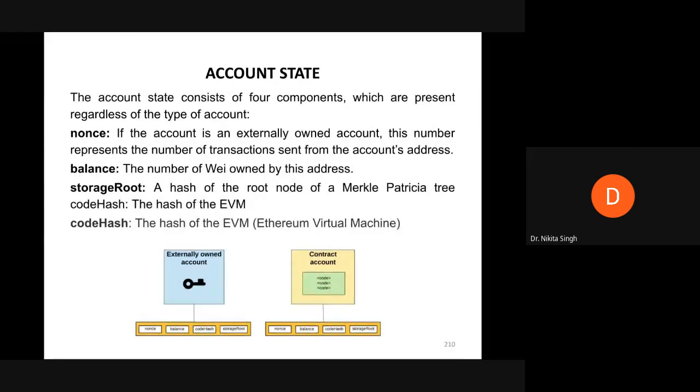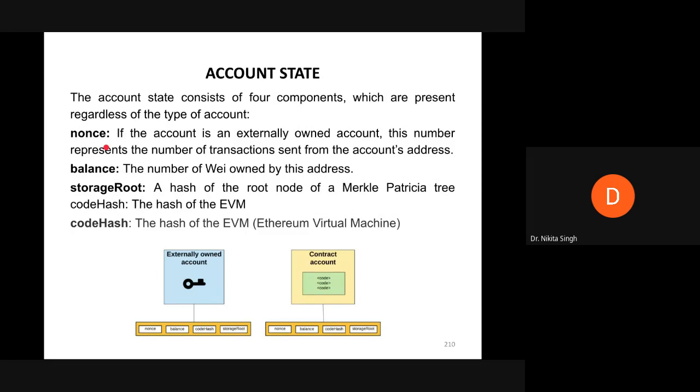By account state, what we mean is that whenever we are talking about an Ethereum account, be it an externally owned account or a contract account, both of these accounts will have some components. And these are present regardless of the type of account we are talking about. There are four fields that are used here. The first is nonce. If you look here, the first field mentioned is nonce.